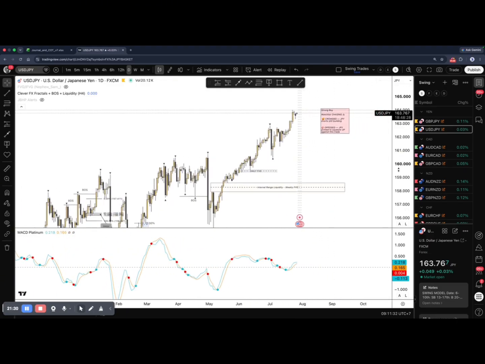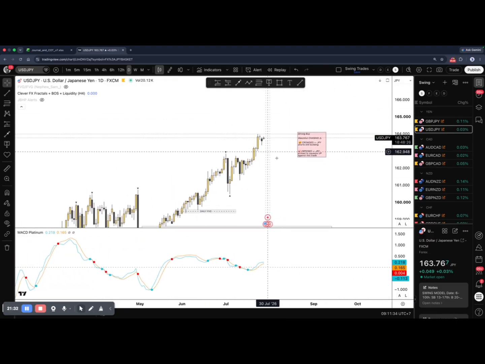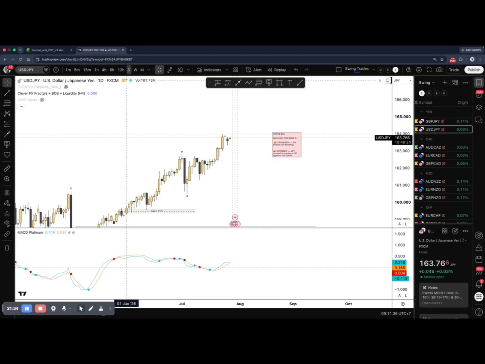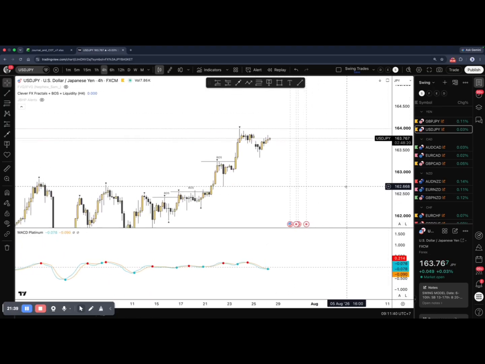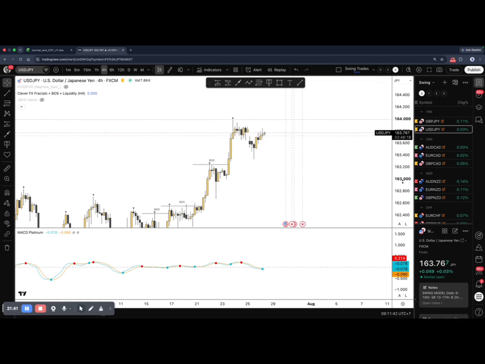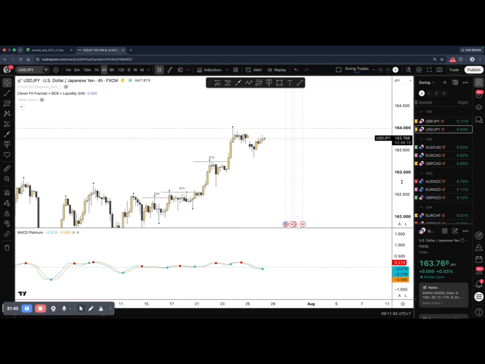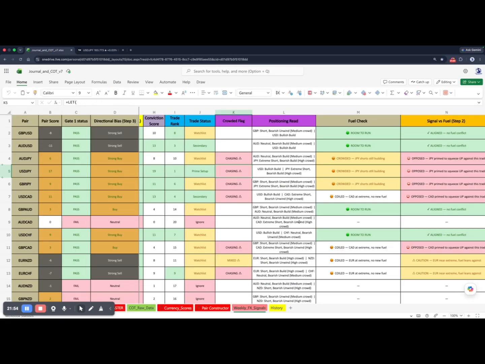So you just got to size accordingly. That's not to say it's not going to continue going up, but it's getting close to that breaking point. Okay, so that's US dollar, Japan. Strong buy overall, but just be aware that the Japanese yen is close to the extreme level. And I think that's pretty much it, really.